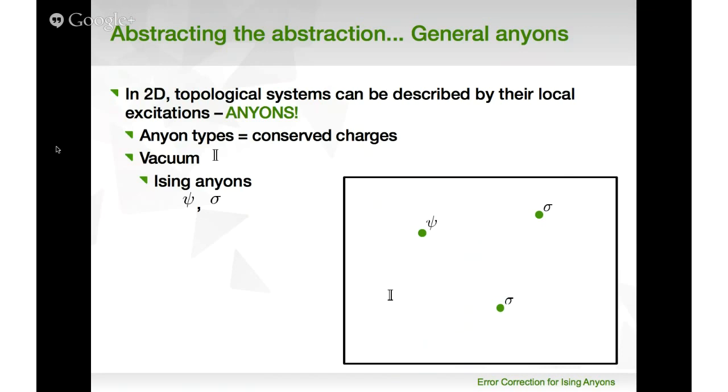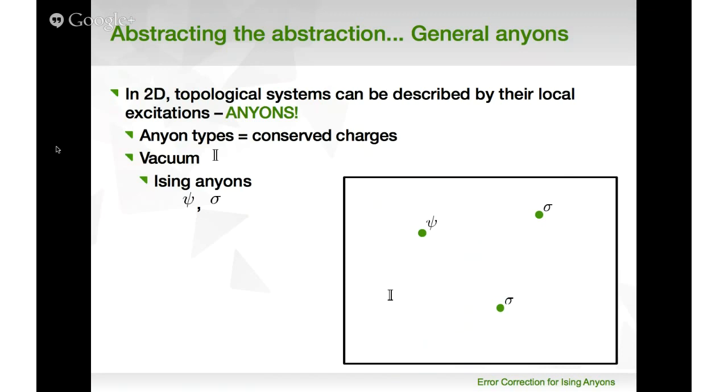Okay, sorry. So at least one of the particle labels needs to be vacuum. This is sort of like requiring that the identity be part of a group. If we didn't have this, the theory would be really strange and weird, and physically we kind of expect something to behave like vacuum.